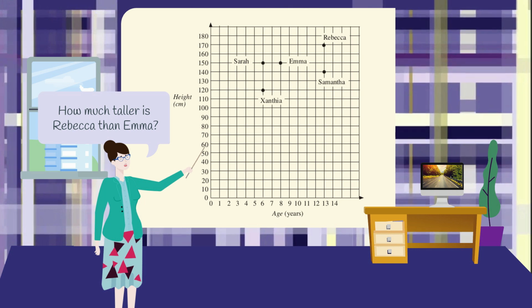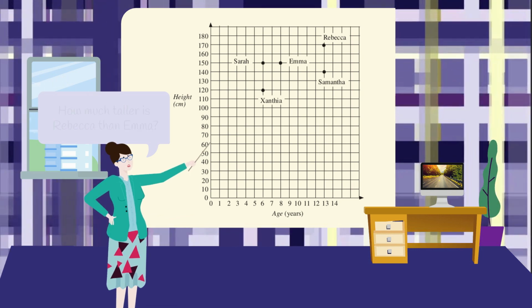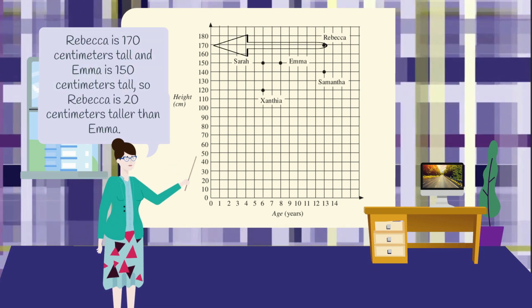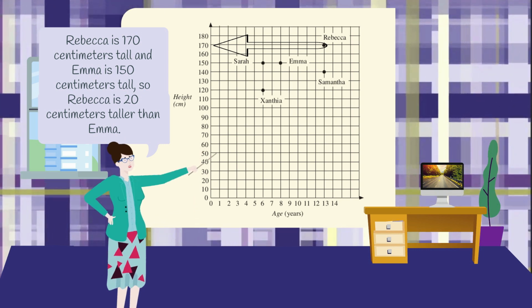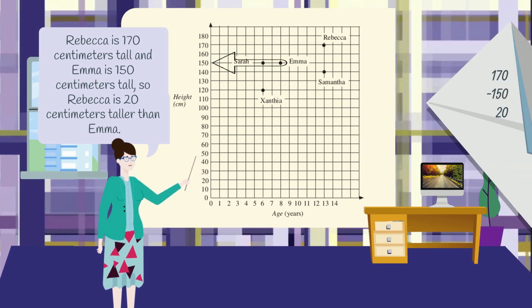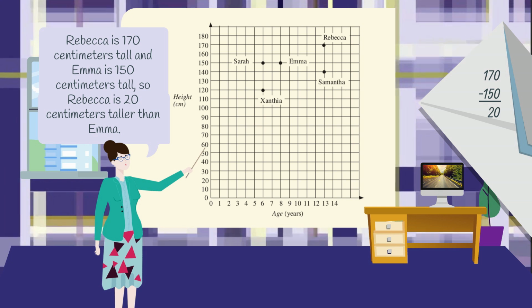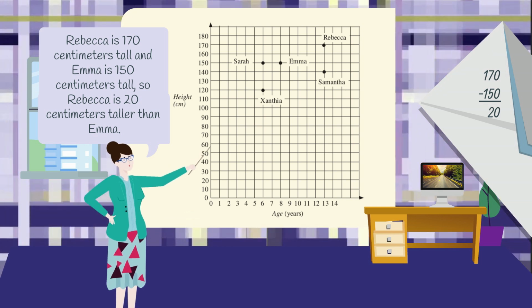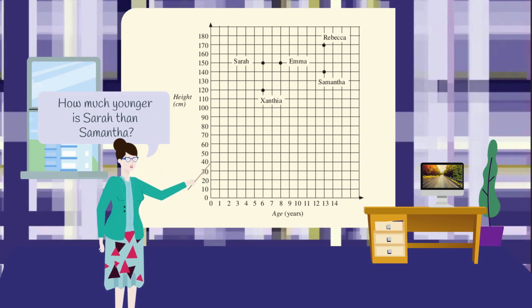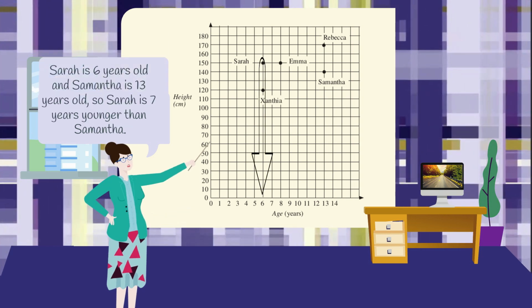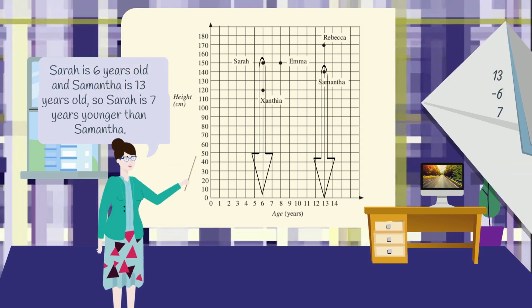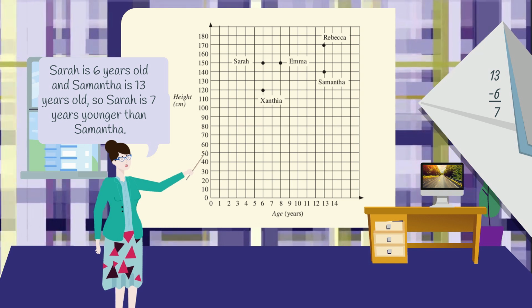How much taller is Rebecca than Emma? Rebecca is 170 centimeters tall, and Emma is 150 centimeters tall, so Rebecca is 20 centimeters taller than Emma. How much younger is Sarah than Samantha? Sarah is 6 years old, and Samantha is 13 years old, so Sarah is 7 years younger than Samantha.